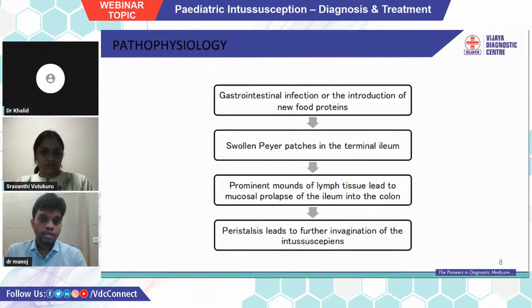So, what actually happens in intussusception? There could be an underlying GI infection, or new food proteins might have been introduced, which leads to hypertrophy of the Peyer's patches in the terminal ileum. Once that happens, there is prolapse of the mucosa of the ileum into the colon, and then peristalsis takes over and propels the terminal ileum distally through the colon.